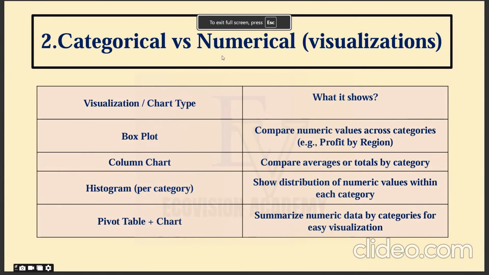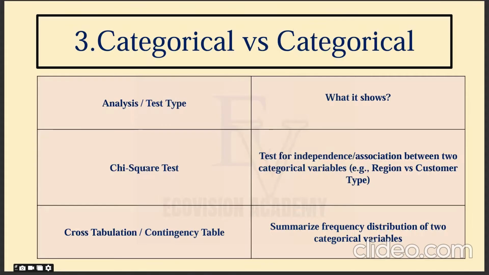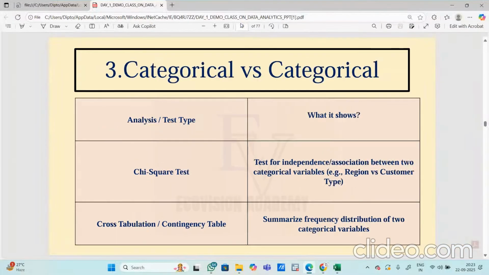Okay, so what are the visualizations when we have one variable categorical and one variable numerical in the bivariate analysis part? The visualizations that can be used are box plot, column chart, histogram, pivot chart, etc. Now if both the variables are categorical, what are the types of analysis that we can perform in bivariate analysis?